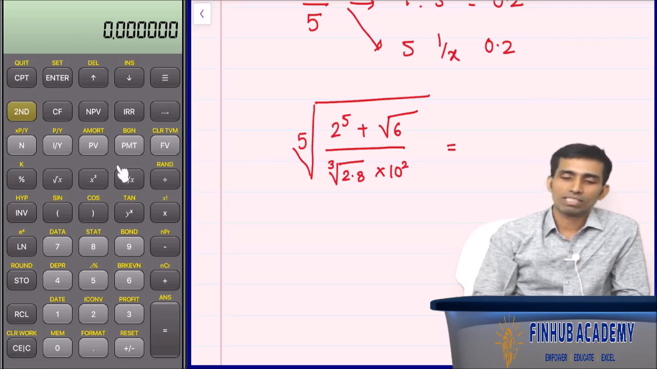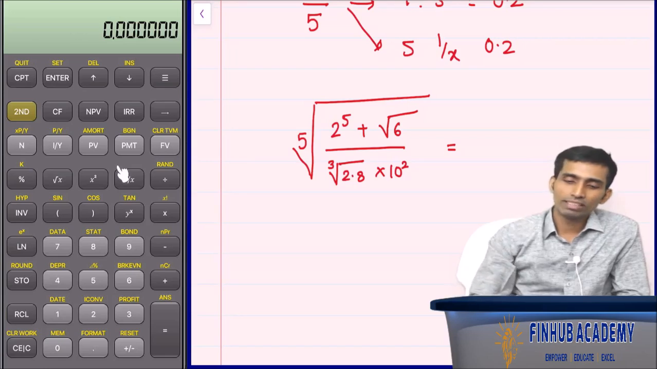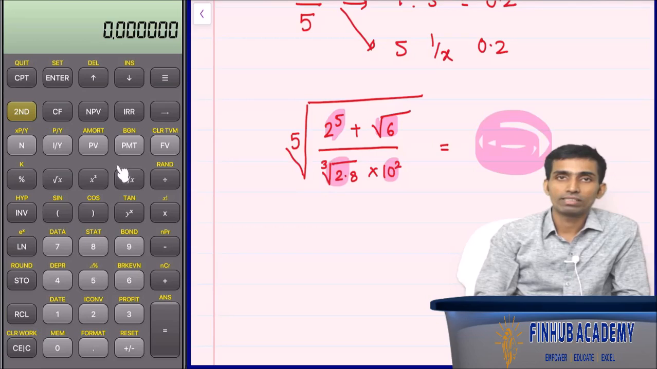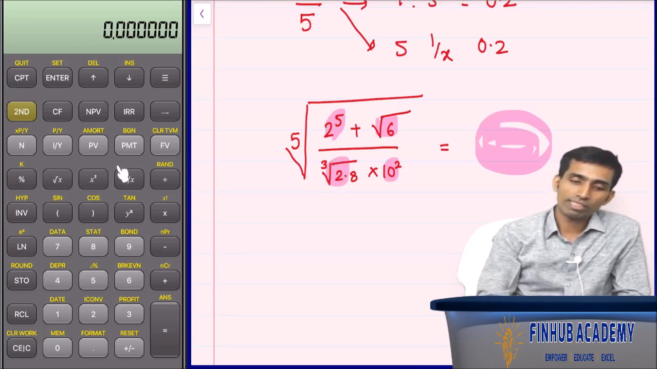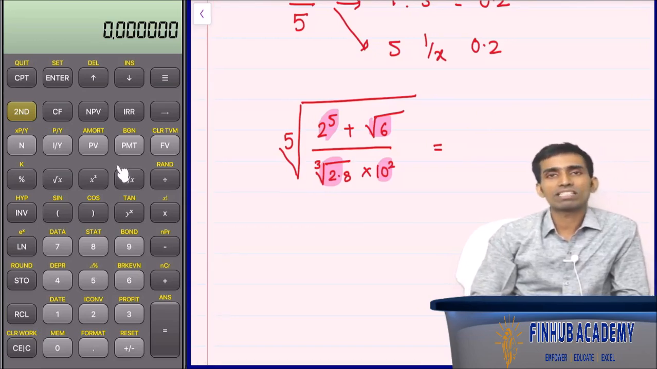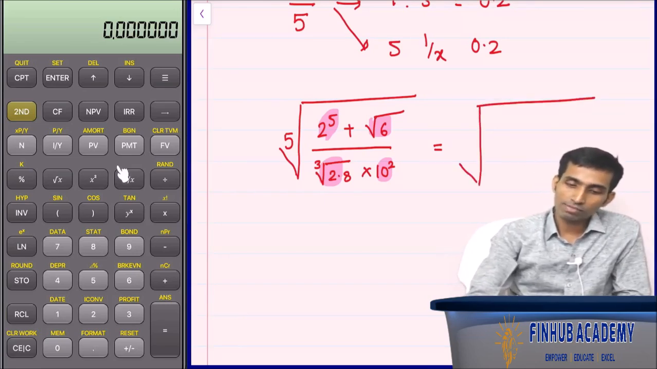What happens? Either you can individually write this, then write this, then calculate this, then calculate this, write it somewhere here, and then calculate. Otherwise, I'll do both things. With the keystrokes we can save something, we can store something in the calculator, so we will do both simultaneously. This is fifth root, correct?